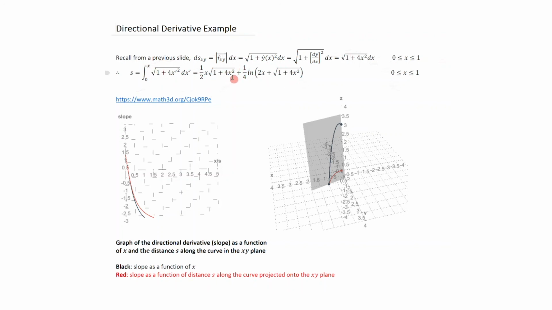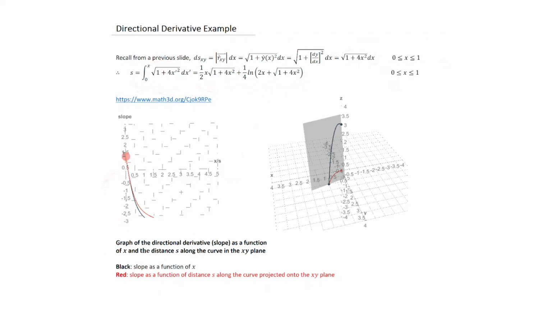So for a certain value of x, you get a certain value of s. So we go from 0 to 1, and we basically sweep out values starting with a value for s of 0, and then a maximum value that, in this case, will turn out to be about 1.5.